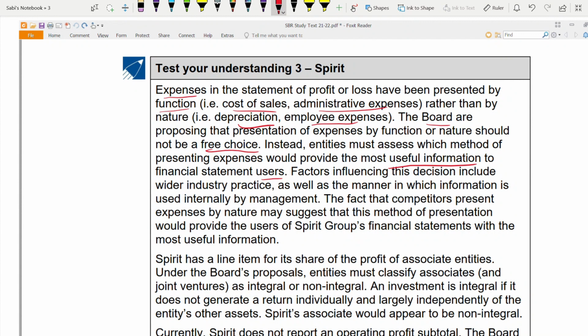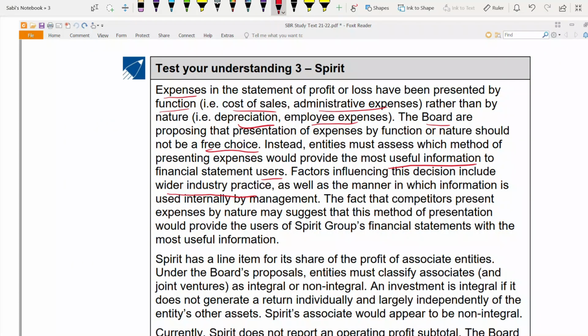But for this also, you need to see other deciding factors such as wider industry practice. In the wider industry practice, how do they present? If you see in your industry whether they normally present it as a function or as a nature, you have to see that also.